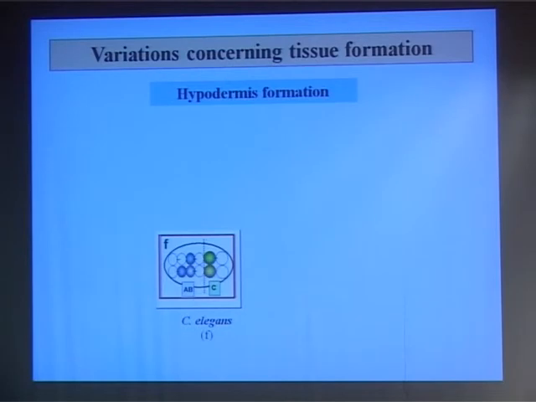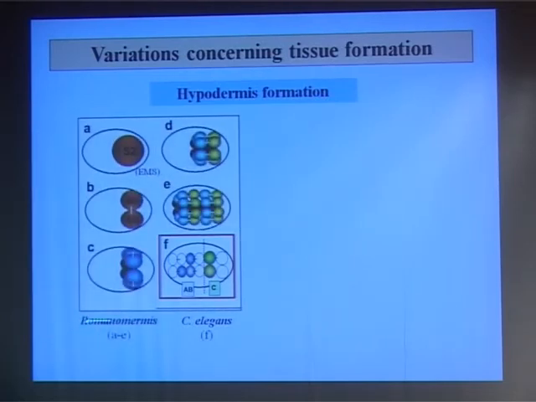That means not all AB cells contribute to hypodermis, not all C cells contribute to hypodermis, but only a selected number of them. And the intensity of the color indicates that they contribute to a different percentage. So it's a rather complicated pattern how the hypodermis cells arise. The AB cells cover essentially the anterior part of the embryo, and the C cells the posterior part of the embryo, so that eventually the whole embryo is somehow covered by hypodermal cells.